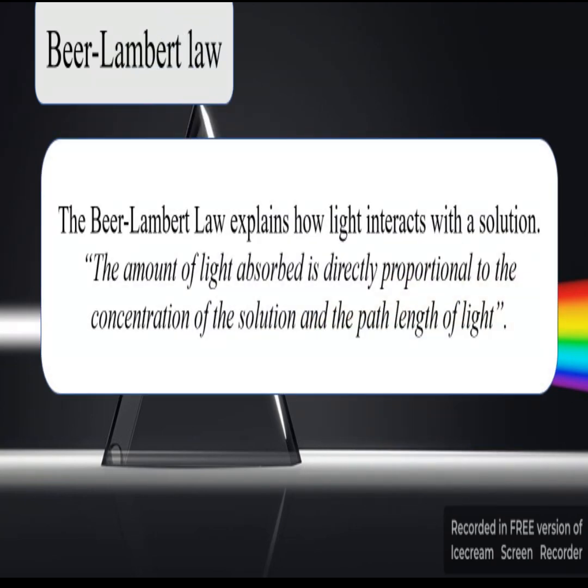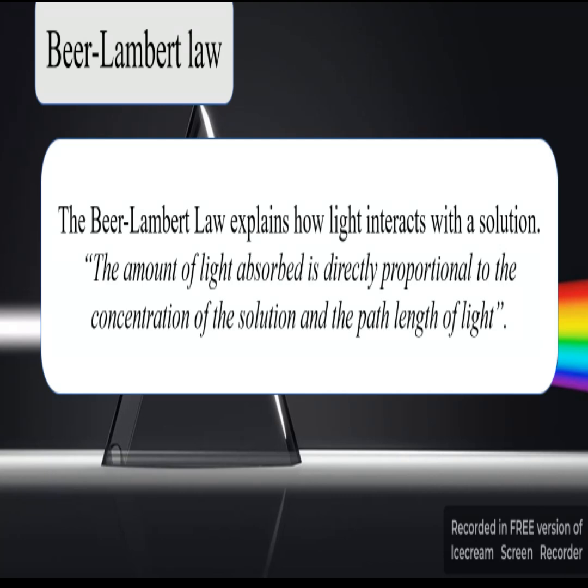Beer-Lambert Law explains how light interacts with the solution. It states that the amount of light absorbed is directly proportional to the concentration of a solution and the path length of light. Either by increasing the concentration of a solution or by increasing the path length of light, the amount of light absorbed also increases.